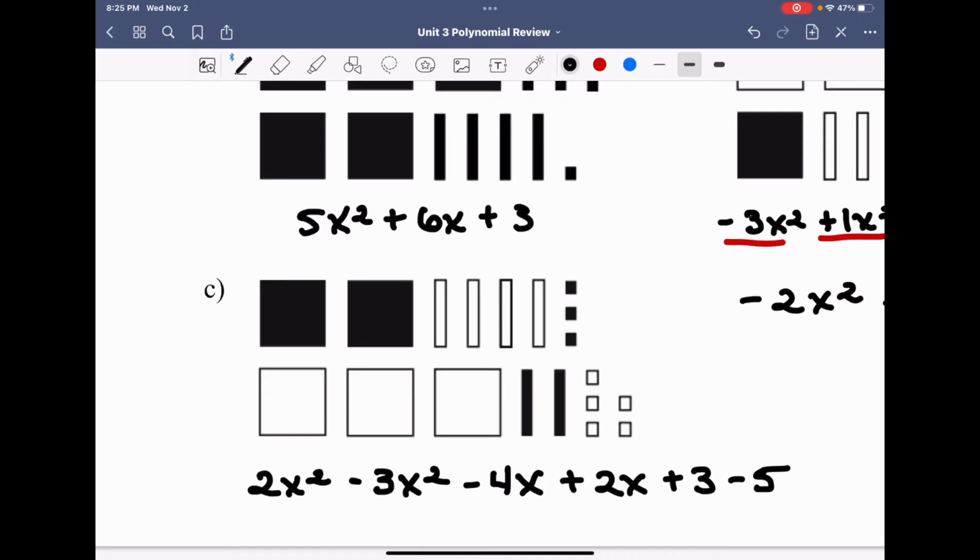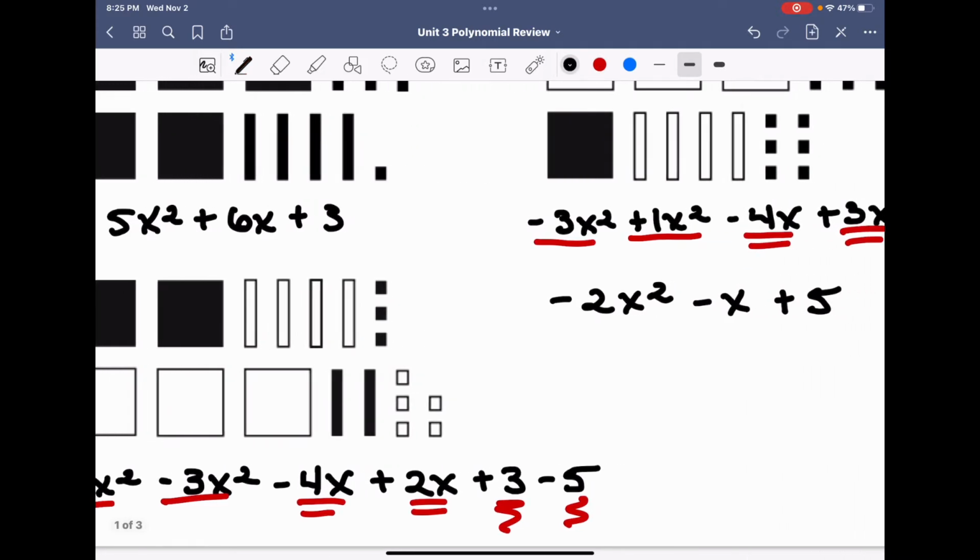Now, yet again, I want to organize these in a differentiating manner. I'm going to underline again with my x squared terms, double underline my x's, and then finally squiggles for the constant. If I add my x squared terms, it's 2x squared minus 3x squared. This is going to be equal to negative x squared. Negative 4x plus 2x, this is negative 2x. And finally 3 minus 5, this is going to be negative 2 here. So my polynomial combines to the following.